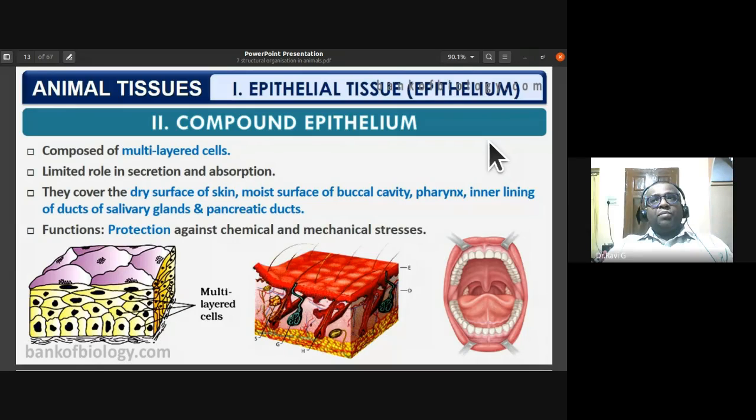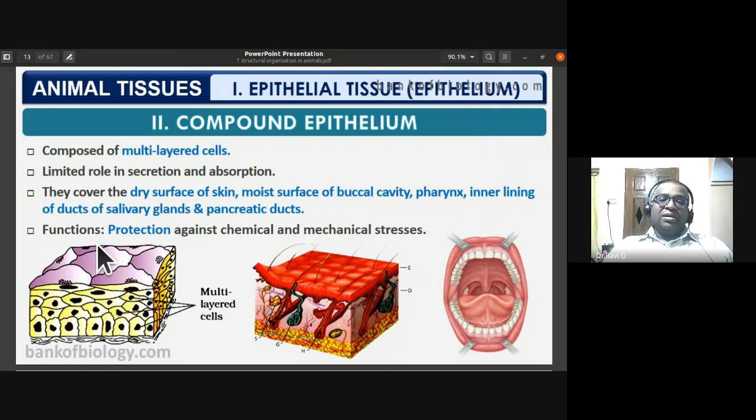The compound epithelium covers the dry surface of the skin, the moist surface of the buccal cavity, the oral cavity we are talking about, and the pharynx. The inner lining of the ducts of the salivary glands and the pancreatic ducts are lined by this compound epithelium.